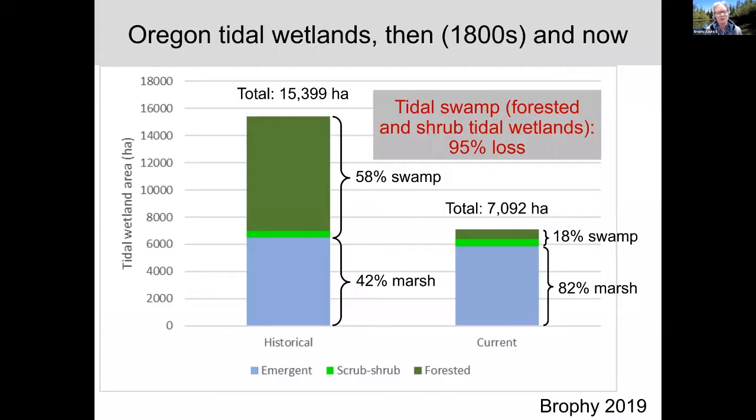So this bar chart shows the same interesting information with tidal wetland area on the y-axis, and the left-hand bar shows historical conditions. Blue is tidal marsh, the green colors are tidal swamp, dark green is forested. You can see historically it was over half forested, but now very little forested tidal wetland remains.